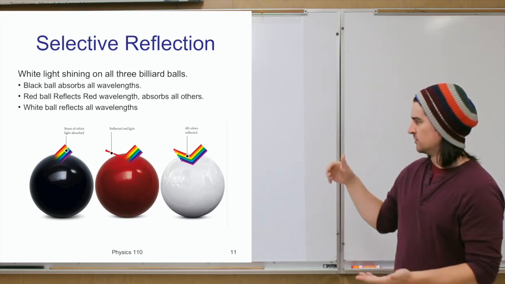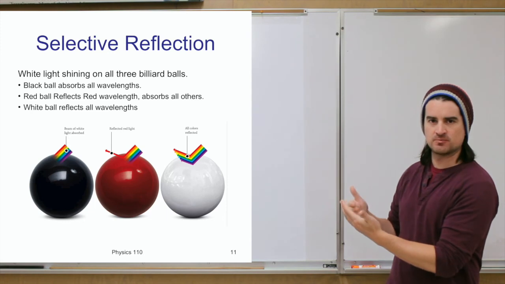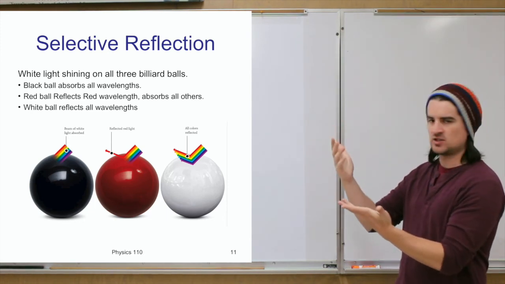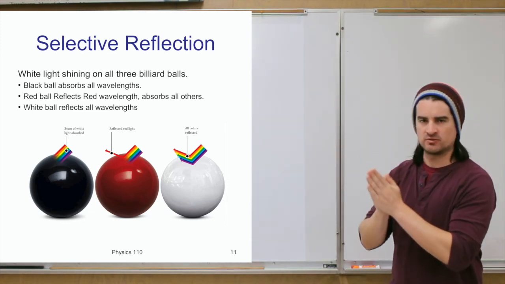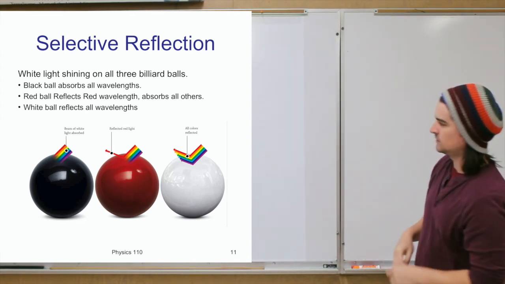And a white ball would reflect all of them. Right? So shining white light on it, all of the colors of the spectrum reflect, come back off, and we see all of them together, and the combination of all of the colors together is white light.